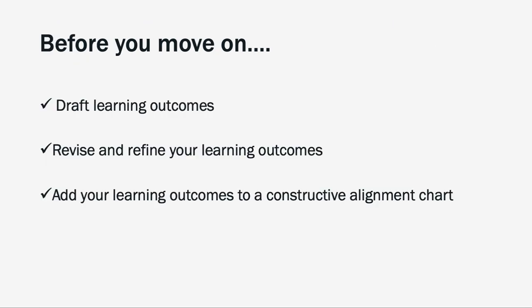Before you move on to the next step in the course design process, be sure to draft or refine your outcomes and add them to your constructive alignment chart. Use the checklist to revise and refine your outcomes as you go along, as this is always an iterative process of checking back on your outcomes to make sure they really are describing the nature of your course.